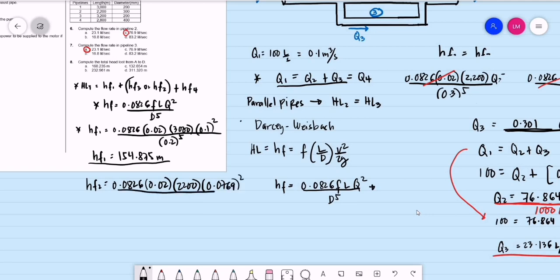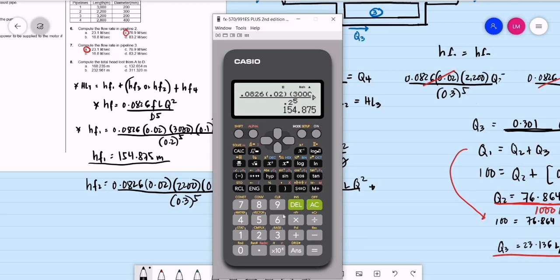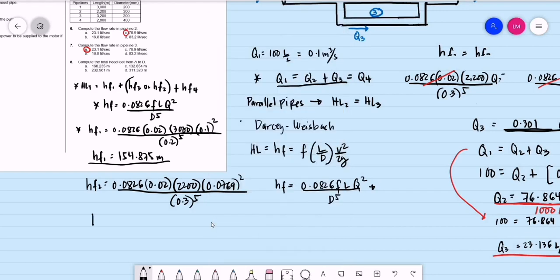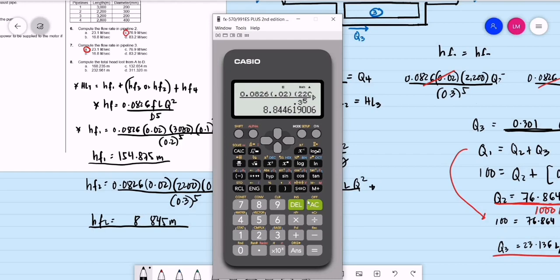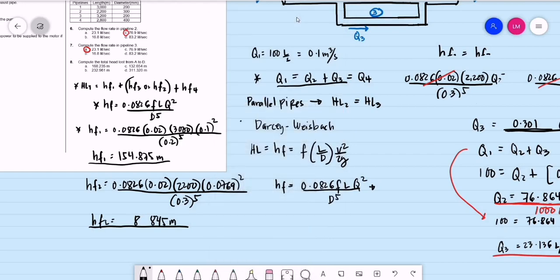Okay, so we substitute. Let's say the discharge for pipeline number 2 is 0.0769 squared. This is divided by the diameter. Diameter for pipeline number 2 is 300 millimeters. So this is 0.3 raised to 5. We have 0.0826, friction factor is 0.02, then the length for pipeline number 2 is 2,200. The discharge is 0.0769, squared, divided by 0.3 raised to 5. So head loss number 2 is equal to 8.845 meters. Okay, so this will be our head loss for pipeline number 2.